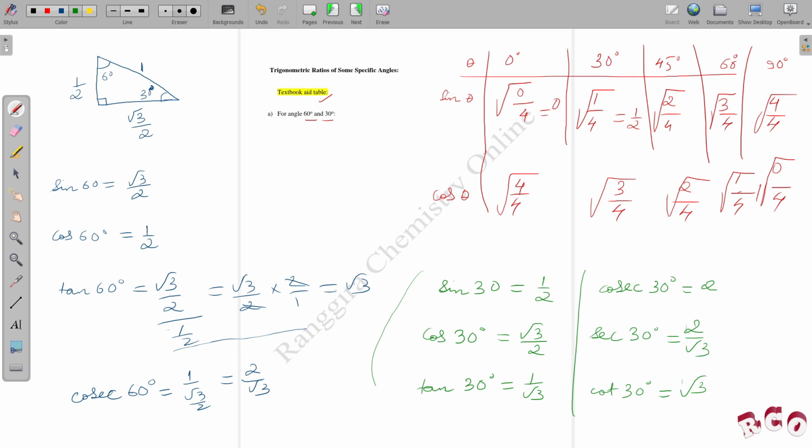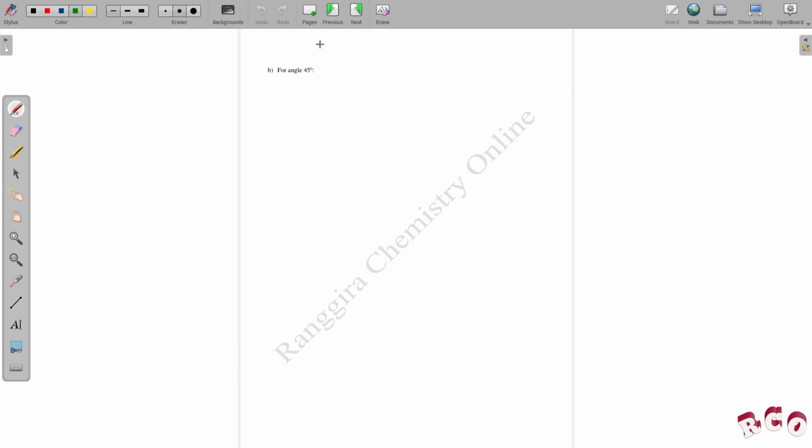So look, by knowing this, you just remember that opposite to angle 60 is root 3 by 2, and opposite to 30 is 1 by 2. And that's all. Easily you can remember. So let us go to the next page. Now for angle 45, let us draw. This is 90 degrees. So if this one is 45, this one also will be 45.